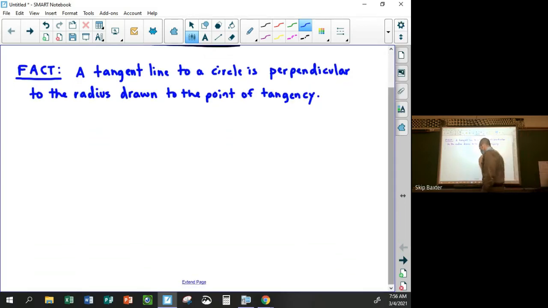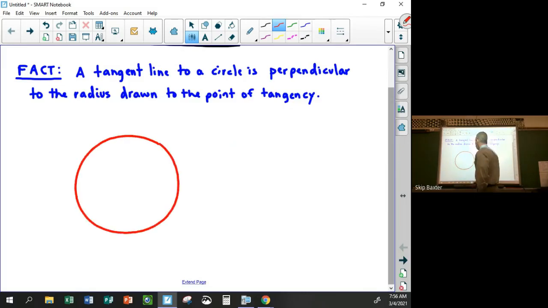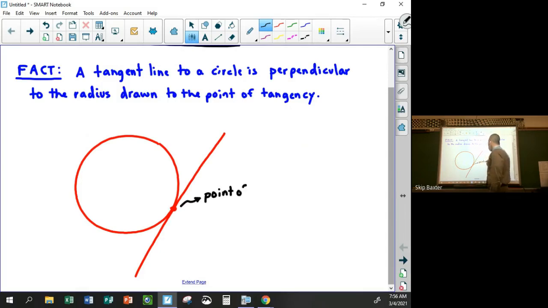Okay, so in pictures, if I have a circle and you have a tangent line, for example, suppose this is the tangent line right here. That point right there is the point of tangency, the point where the tangent line touches the circle. So what this fact is saying is, if you draw the radius from the center of the circle to that point of tangency, that's actually a right angle.